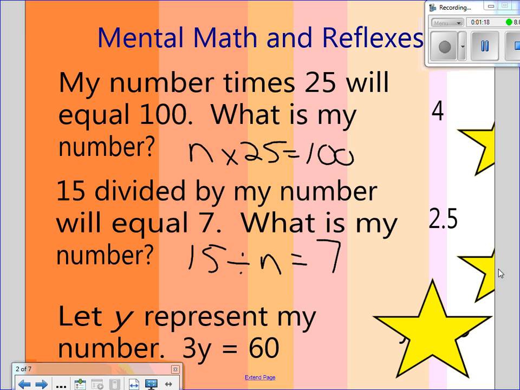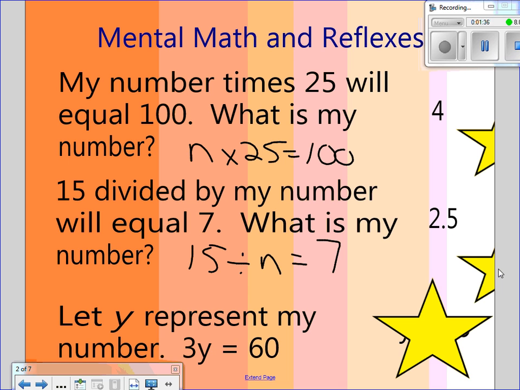Here's another one. Let y represent my number. 3y. You're going to see a lot of this on your NWAs coming up here and your MCAs. 3y, when you have a number, remember this now, right next to a letter, that means to multiply. So what number times 3 equals 60?